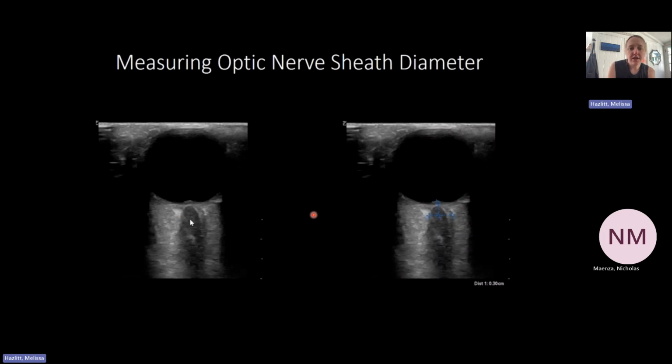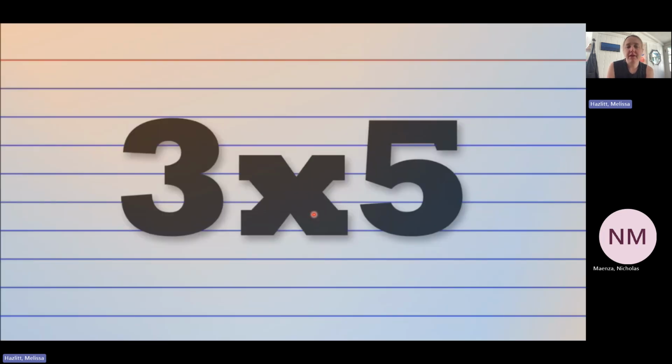And that's just very easy to remember because it's 3 by 5. This is the fellows lecture, so it's going to be a little more advanced than that. So I'm sure you're already aware of that. That's how we measure optic nerve sheath diameter. But understandably, there's going to be some distinctions for different age groups.